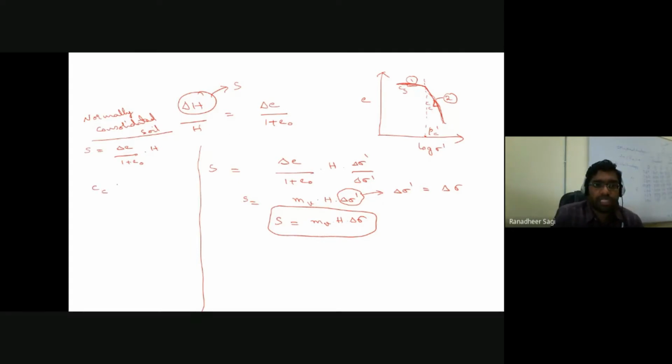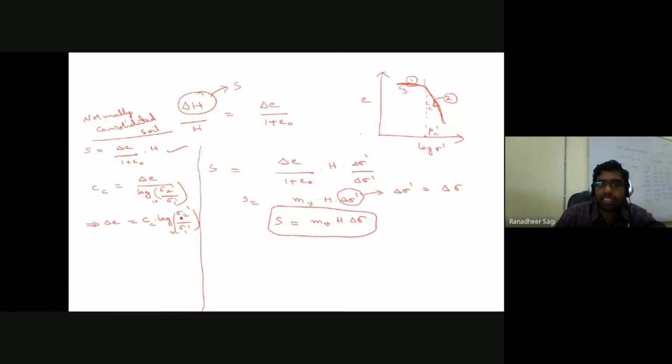So how did we represent Cc? Cc is nothing but the change in void ratio to the corresponding change in effective stress, which we write as log sigma 2 dash by sigma 1 dash, to the base 10. So from this I can say delta e is nothing but Cc into log sigma 2 dash by sigma 1 dash, to the base 10. Now this delta e is what I will be replacing in this particular expression.